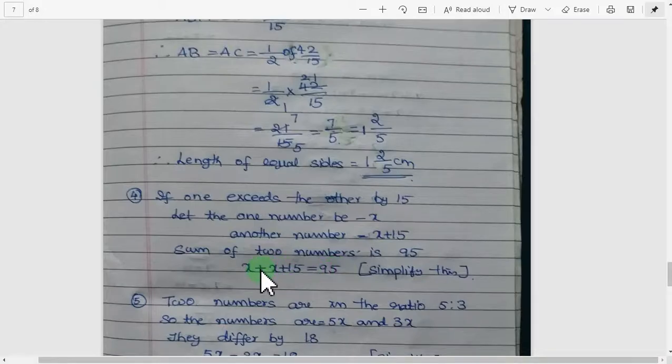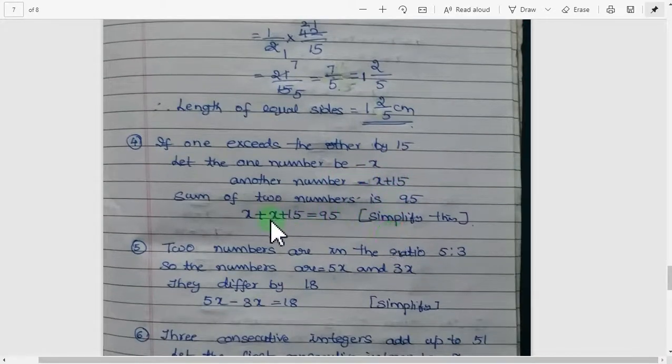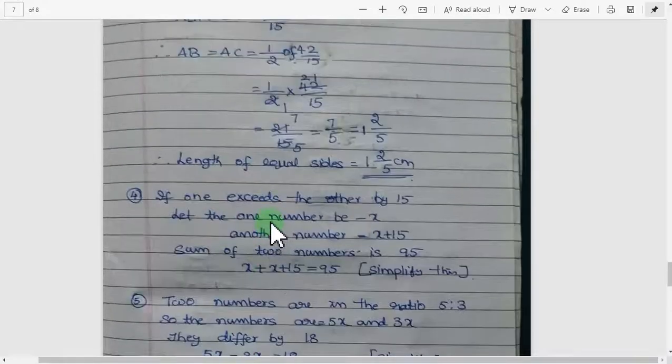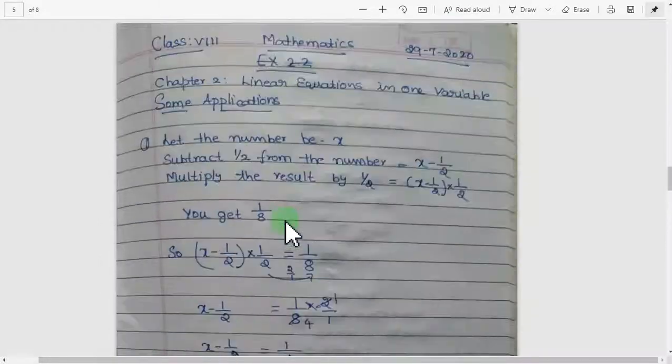Here, as usual simplification, x and x we can add to get 2x plus 15, then take 15 to the other side. Then finally you will get the value of x. After getting the value of x, you get only one number. The other number you have to find by adding 15 to that. This is homework.